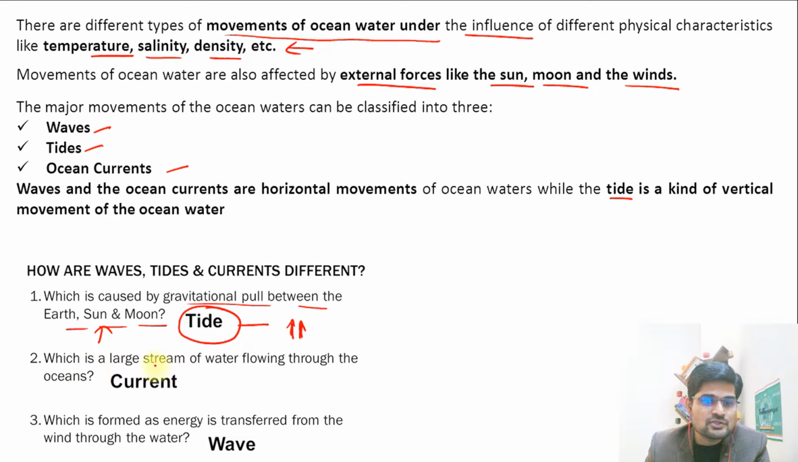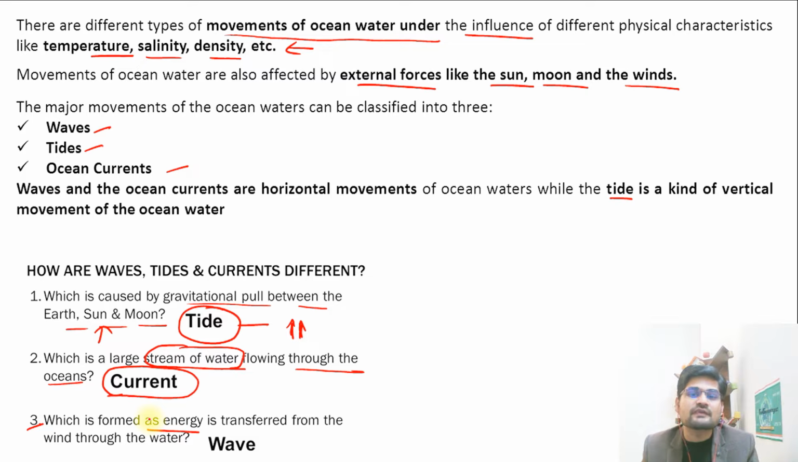Then comes the second question, which is a large stream of water flowing through the oceans. Remember, a river is a stream of water that flows on land, right? So if there is a similar kind of stream of water flowing in the ocean, then that is called an ocean current. And the third point is which is formed as an energy. Remember, the transfer of energy in ocean water happens through wind movement, right? So if wind movement transfers energy through ocean water, then that forms a wave, right?